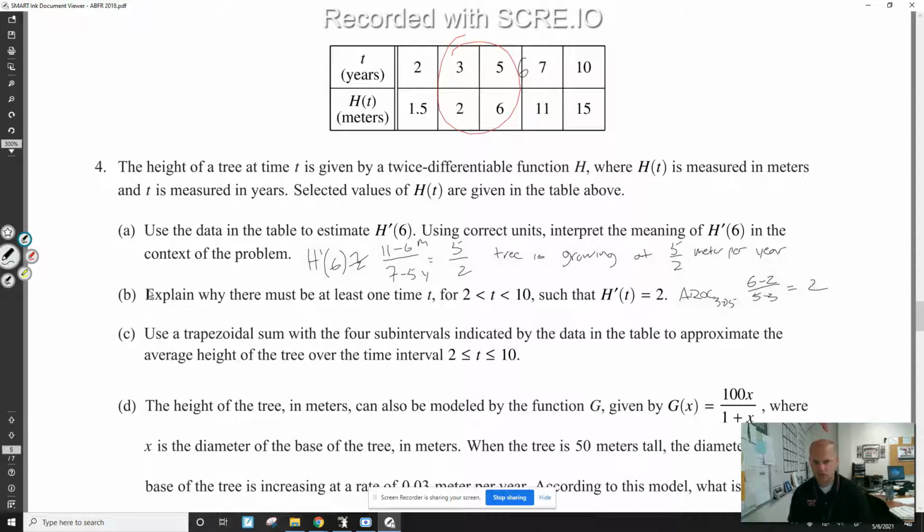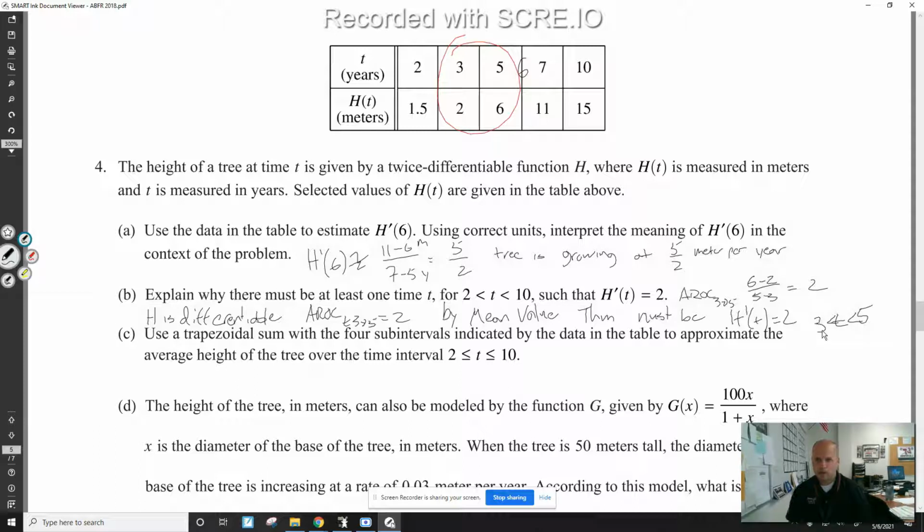So what does that mean? Since h is differentiable, and the average rate of change from 3 to 5 is 2, by the mean value theorem there must be an h prime that equals 2 for a t value, not only between 2 and 10, but between 3 and 5.